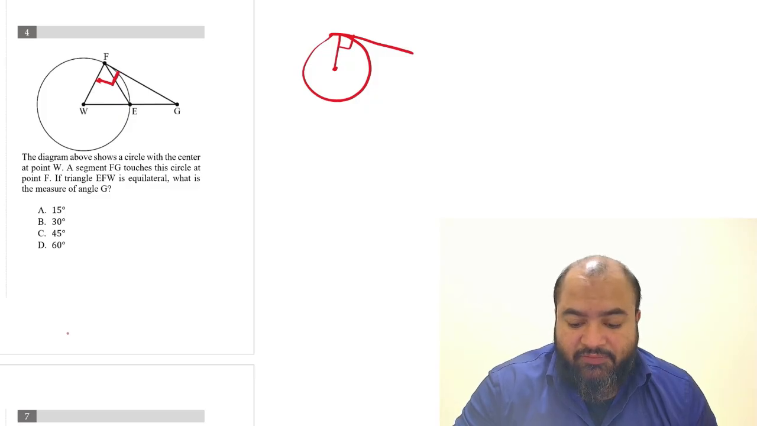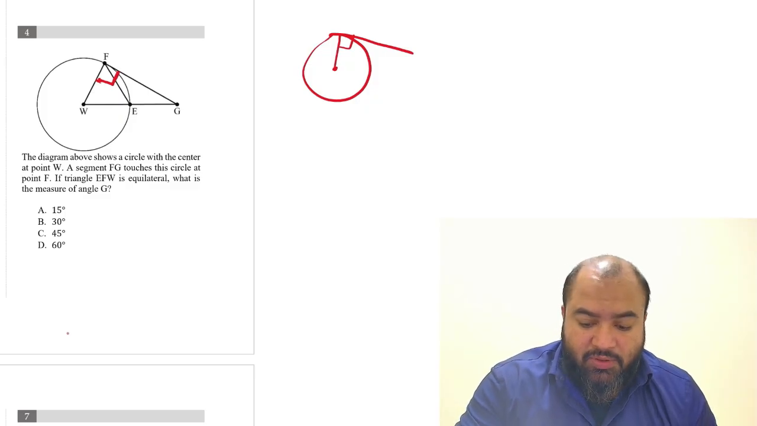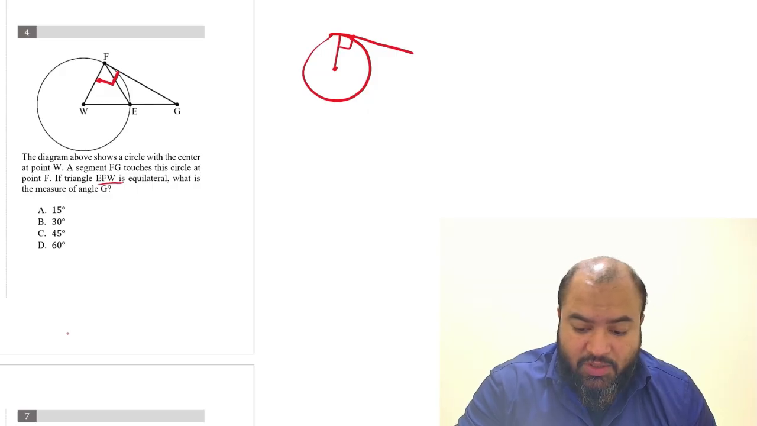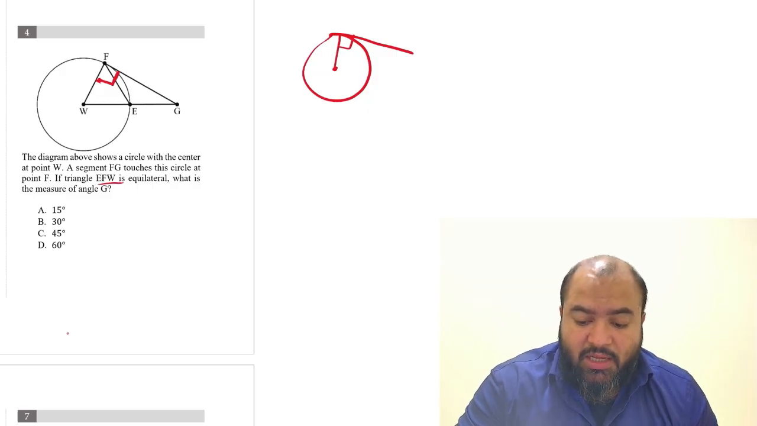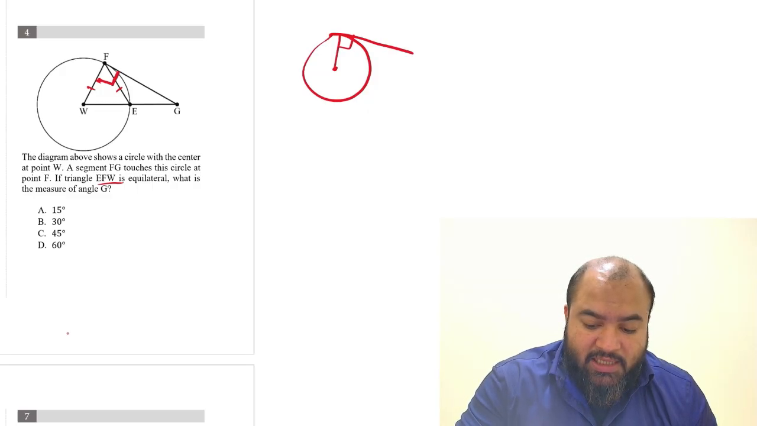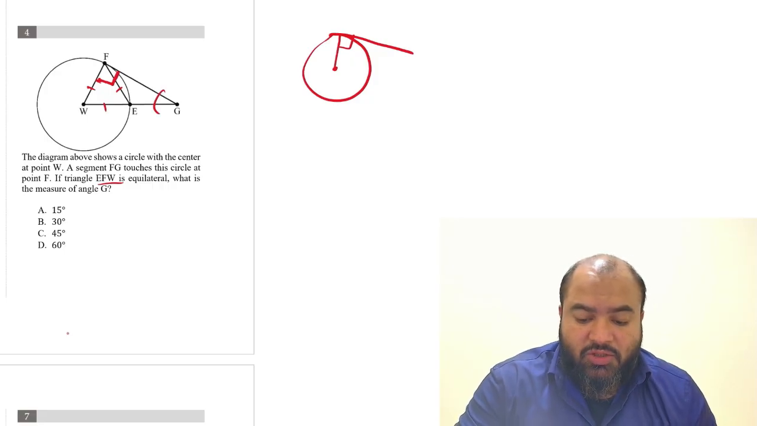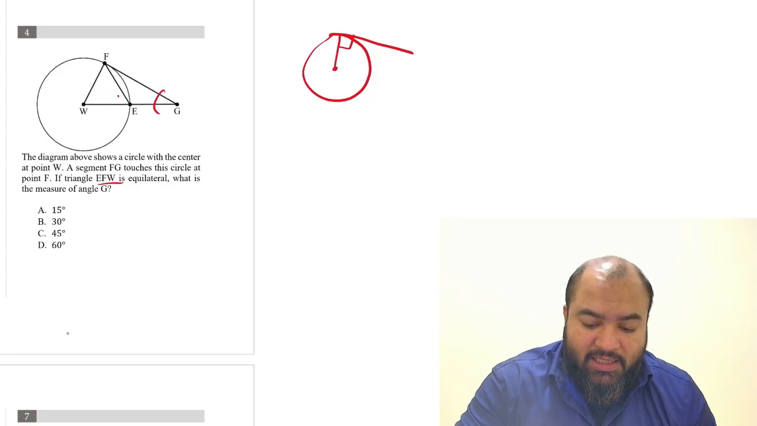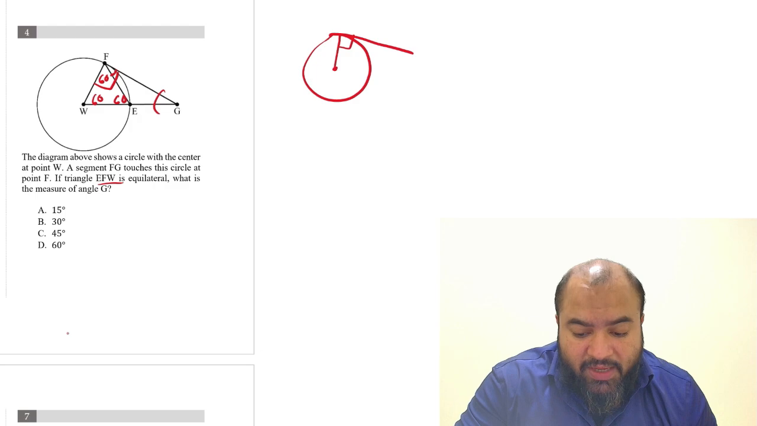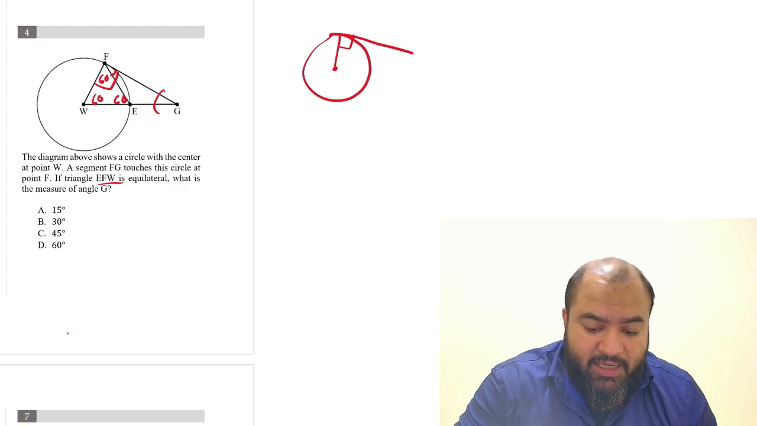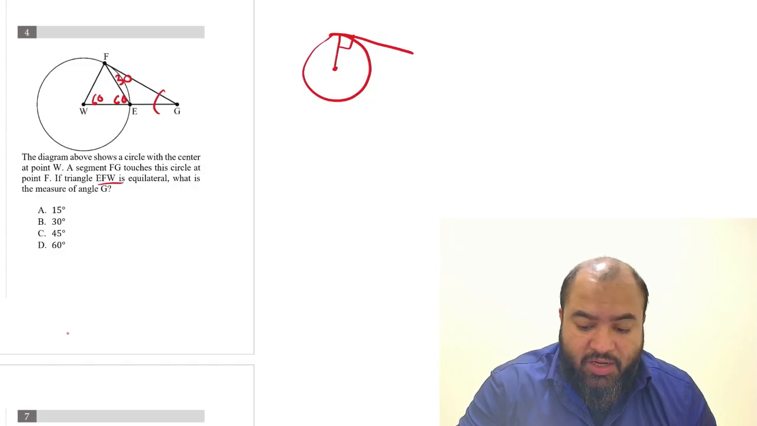Now, if the triangle EFW, the smaller one, is equilateral, so all these sides are equal, what is the measure of angle G? Equilateral means each angle here is 60, 60, 60. Remember I told you this is 90. So the small baby part of it will be 90 minus 60, that's 30.